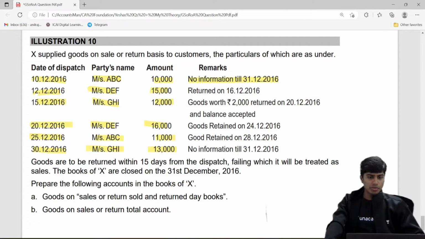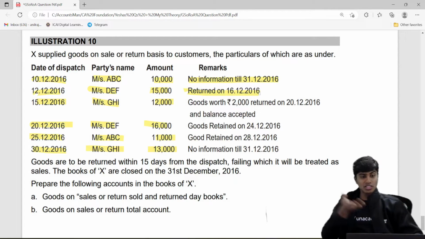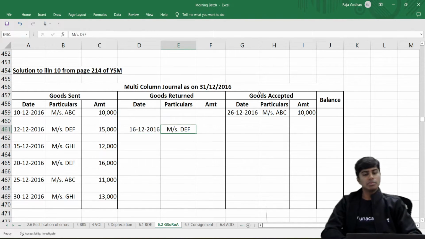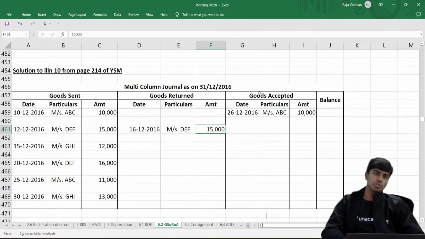12th of December. Returned on 16th. Is it within the due date? Yeah. 16th is 4 days from the date when it was received. The return is valid. We'll write it as return. 16th December DEF returned 15,000. No problem.